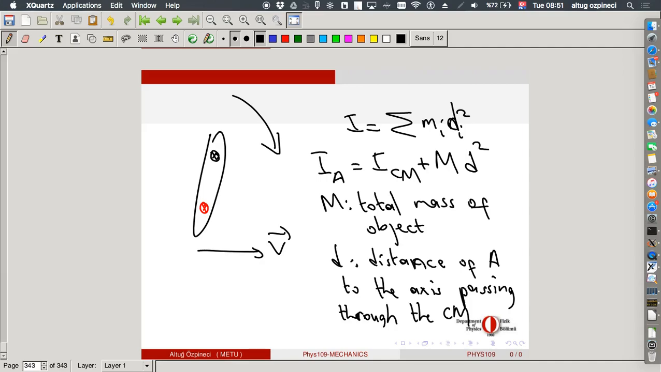So basically, this allows you to calculate the moment of inertia for a given motion only once. You calculate it once, and so whichever description you want to choose, whichever axis you want to choose, you use the same moment of inertia. You just modify it through this relation.